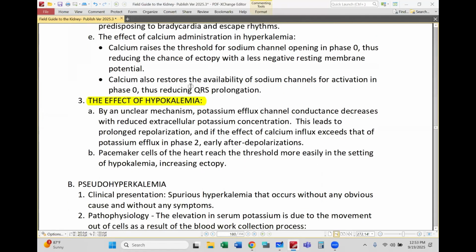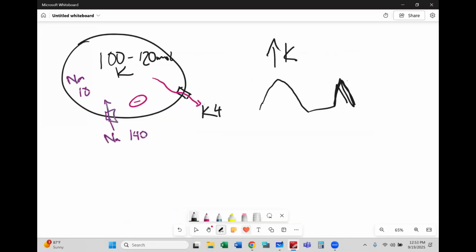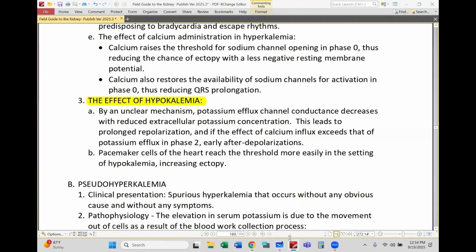Let's talk about the effect of hypokalemia, okay? So again, what do you see in hypokalemia? Well, I see that there are these U waves, right? I have my QRS, I have my T wave, and then I get these U waves. So why might I get these U waves? Let's, again, compose the fairy tale, okay?